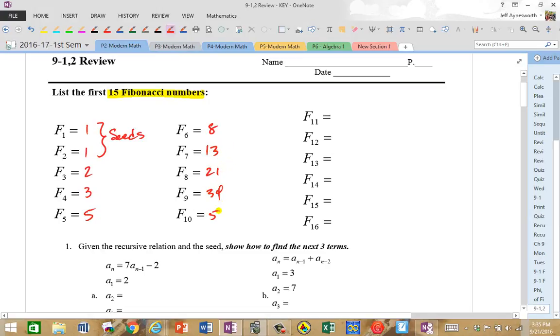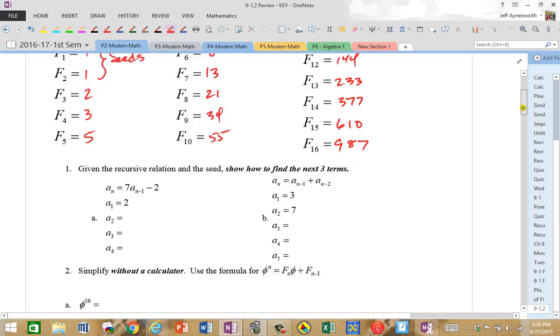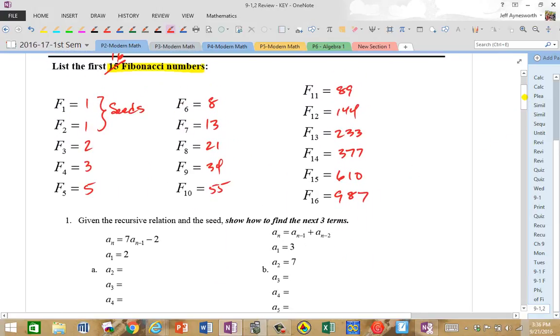You get 34, 55. The 11th Fibonacci number is 89 because 34 and 55 is 89. 55 and 89 is 144. And then you get 233, and then 377, 610, and then you add these two and you get 987. So 987 would be the 16th Fibonacci number. Okay, so first 16 Fibonacci numbers. Okay, I added the 16th in there. Okay, so there we go. There's the first 16. Now let's work with them here and throughout the exercises.